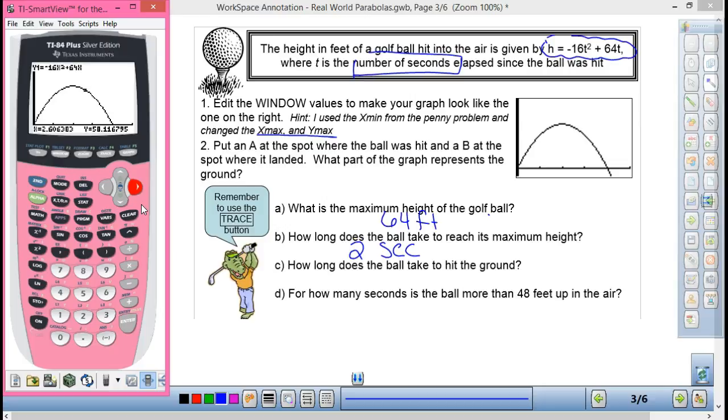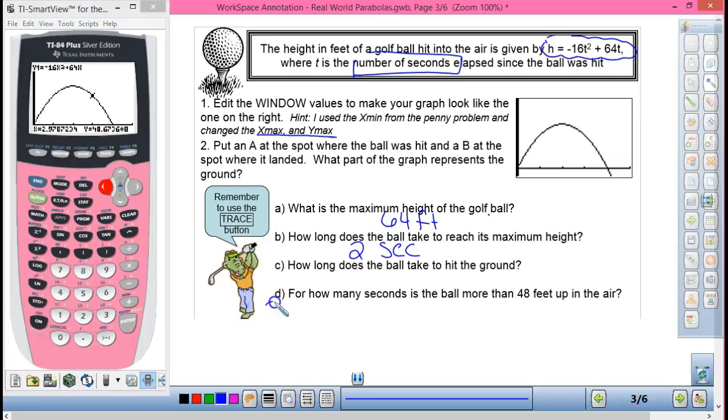Okay, and then in D it says, for how many seconds is the ball more than 48 feet in the air? Okay, so we're still on trace, and let's scroll to where it's above 48 feet. At what point does it get above 48 feet? How many seconds? So let's call it 3 seconds. Okay, but come on, that's not our whole answer.